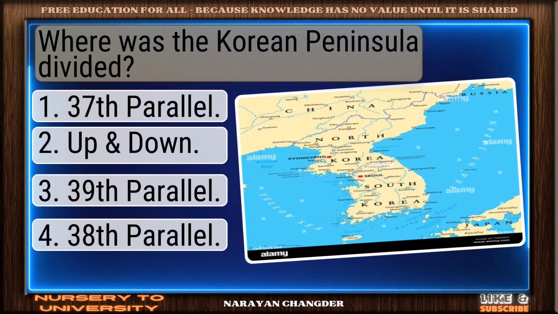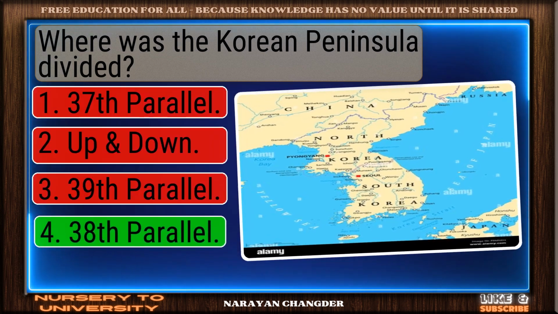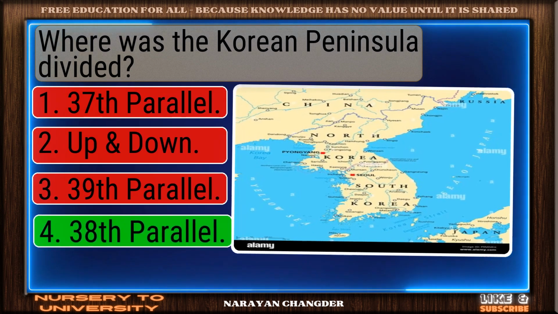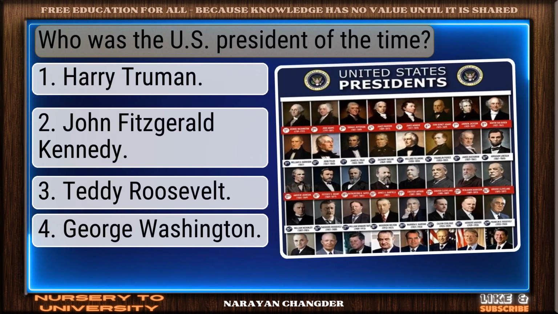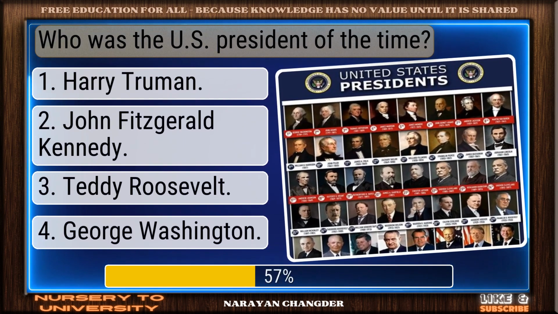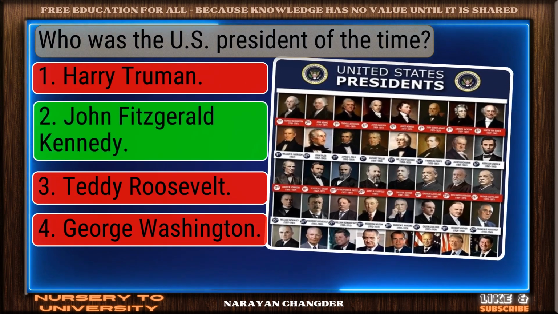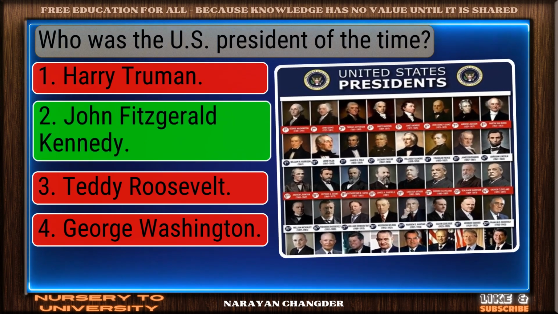Where was the Korean peninsula divided? Nice work. You chose 38th parallel and it is correct. Who was the US president at the time? Exactly. John Fitzgerald Kennedy makes sense and it is the right choice.